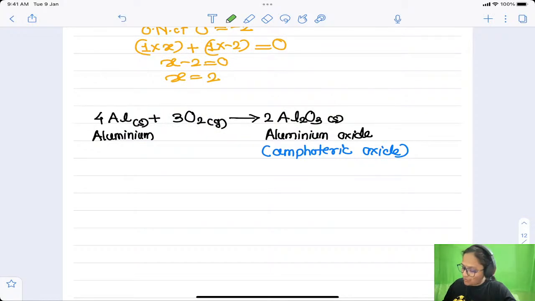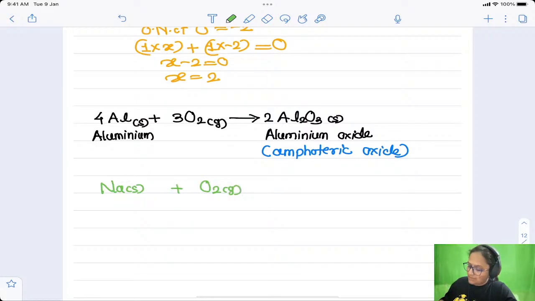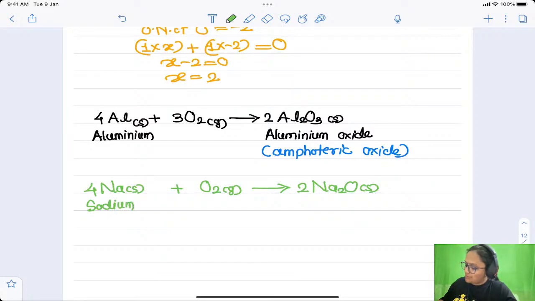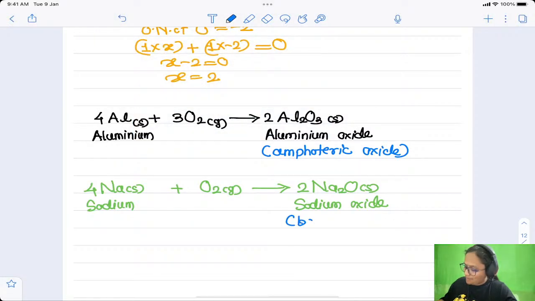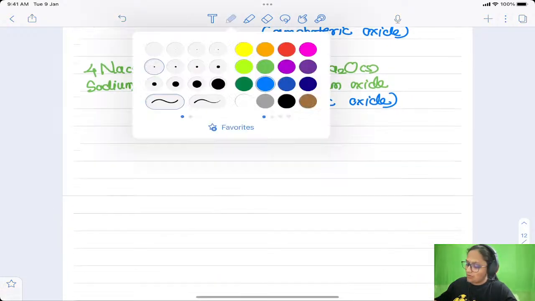Next reaction is with the sodium metal. Sodium metal, when it combines with oxygen gas, it gives you sodium oxide, Na2O. Okay, Na2O solid. For balancing, I'll put 2 here, 2 here. So Na is nothing but sodium. It gives you sodium oxide. Sodium oxide is also a basic oxide. I will explain why these oxides are acidic or basic later on. Let us first of all write down all the reactions.